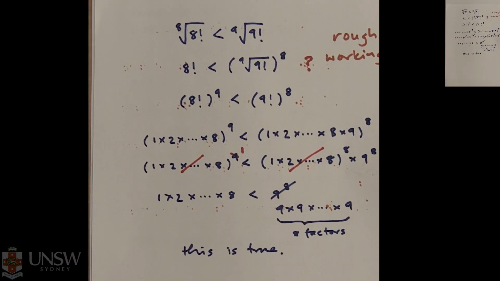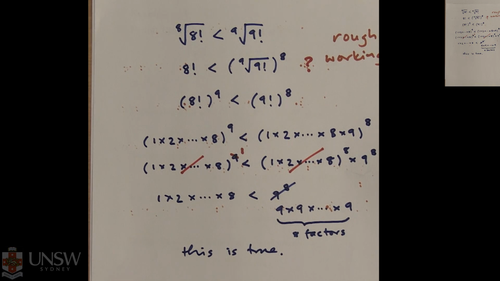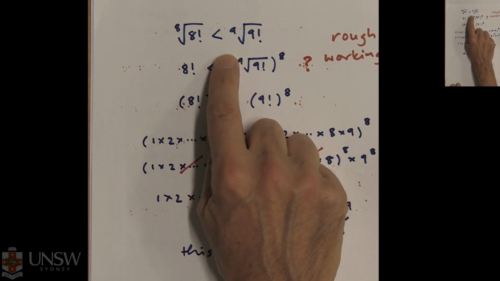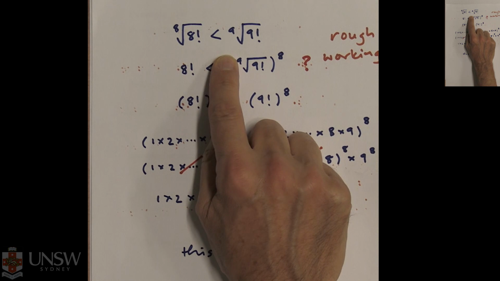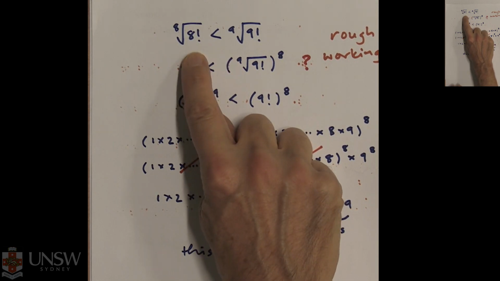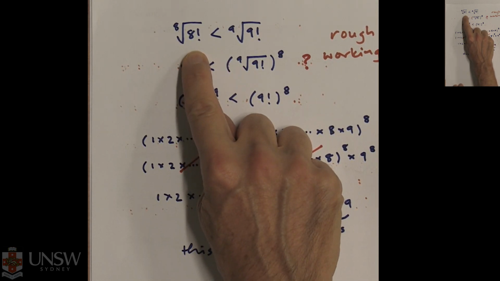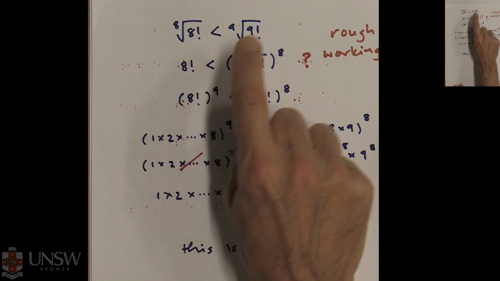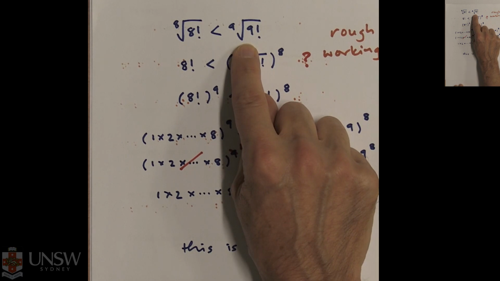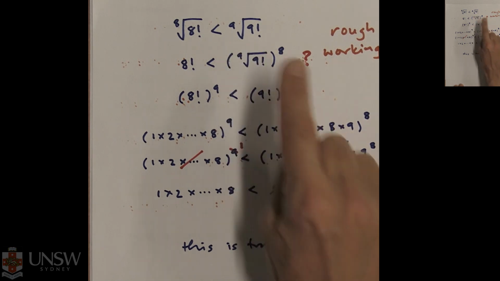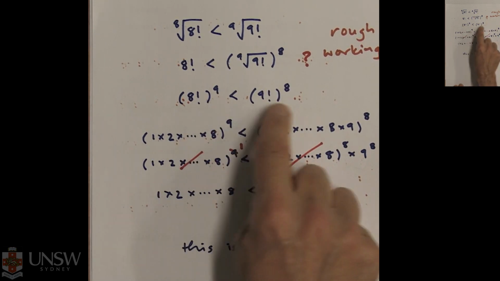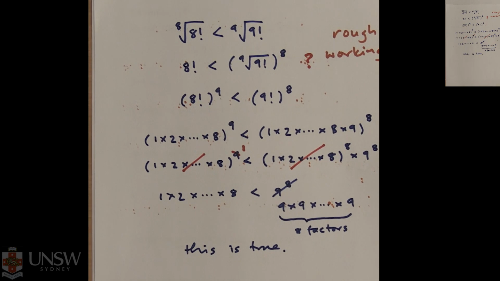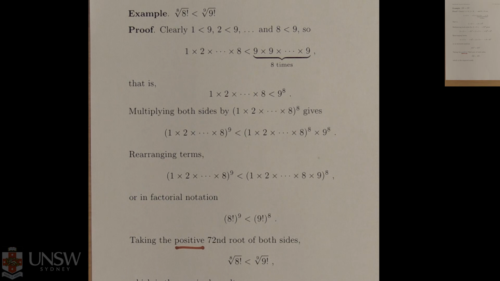So here's the rough working that we did just before. And notice, what have I done with the 8th and 9th roots here? I've used the definition of what they mean. The 8th root of 8 factorial is the number such that if I take the 8th power, I get 8 factorial. And similarly here, the 9th root of 9 factorial is a number with the property that if I take the 9th power, I get 9 factorial. And I've done the 8th power and the 9th power of these to get rid of both of those roots. So here's the definition here of what's meant by an 8th root or a 9th root of a number.